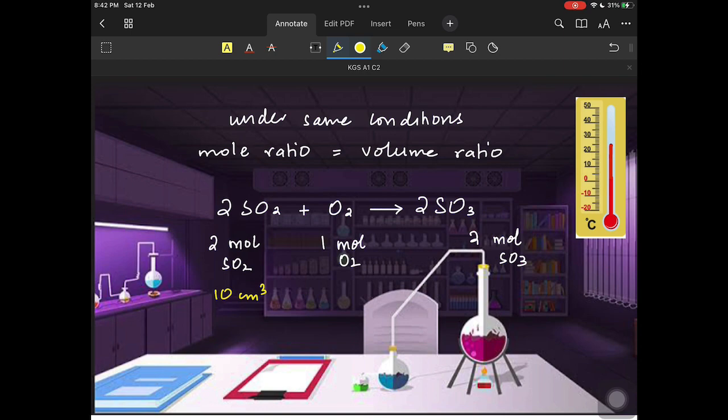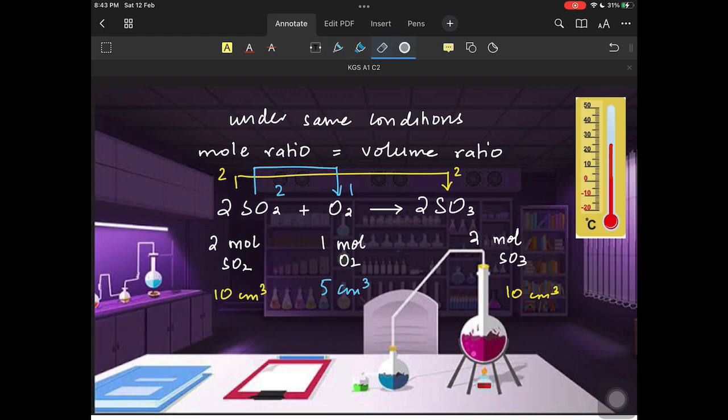If it's 10 cm³ of SO2 and we want to see how much SO3 is being produced, the ratio is exactly 1:1. So it's going to be exactly 10 cm³ of SO3 as well. But with oxygen, the ratio is 2:1. So 10 cm³ of SO2 reacts with 5 cm³ of O2. Simple, right?